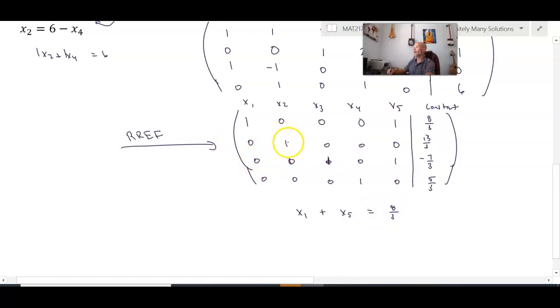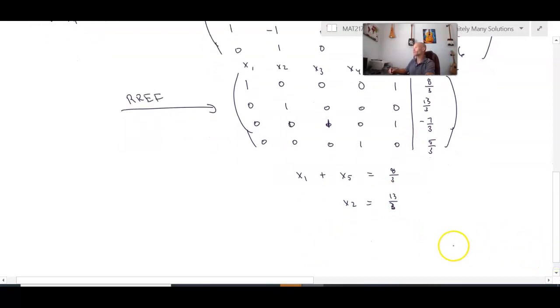Second row, x2 is equal to 13/3. So we get a unique value for x2. It has to be 13/3. In the third row, we have that x3 plus x5 equals negative 7/3. And in the fourth row, we have that x4 is equal to 5/3.